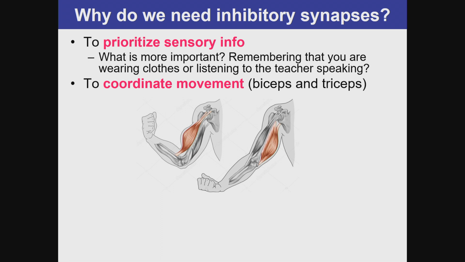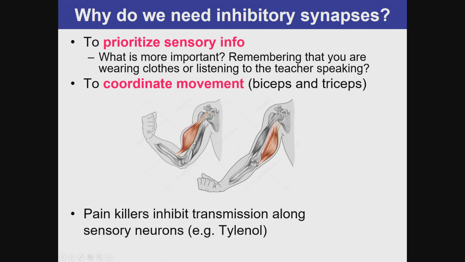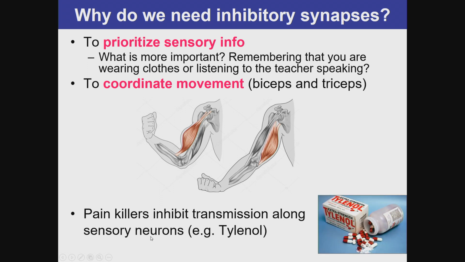The other reason for inhibitory synapses is to coordinate movement. For example, the biceps and triceps muscles are antagonistic. So if they were both contracting at the same time, there would be no movement in the elbow. We need inhibitory synapses to relax one while the other one is contracting. Painkillers inhibit transmission along sensory neurons. So even though there is pain, your brain doesn't perceive it because the sensory neurons are being blocked.